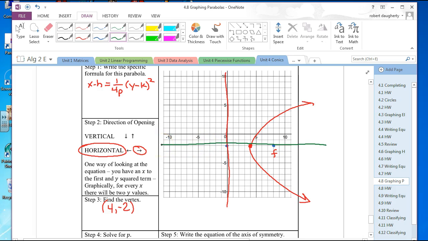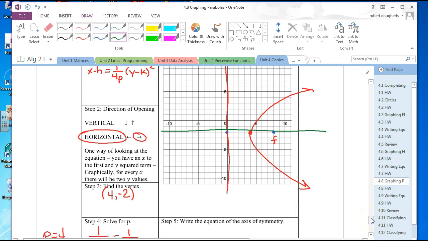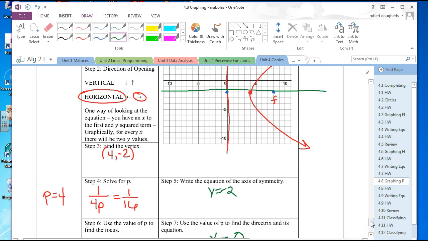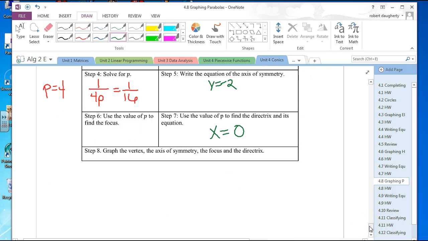Okay. So what's the equation of the axis of symmetry? Yeah. Y equals negative 2. The directrix is x equals 0. And what is the focus point? Yeah, 8, negative 2. Okay. And that is it. Okay.